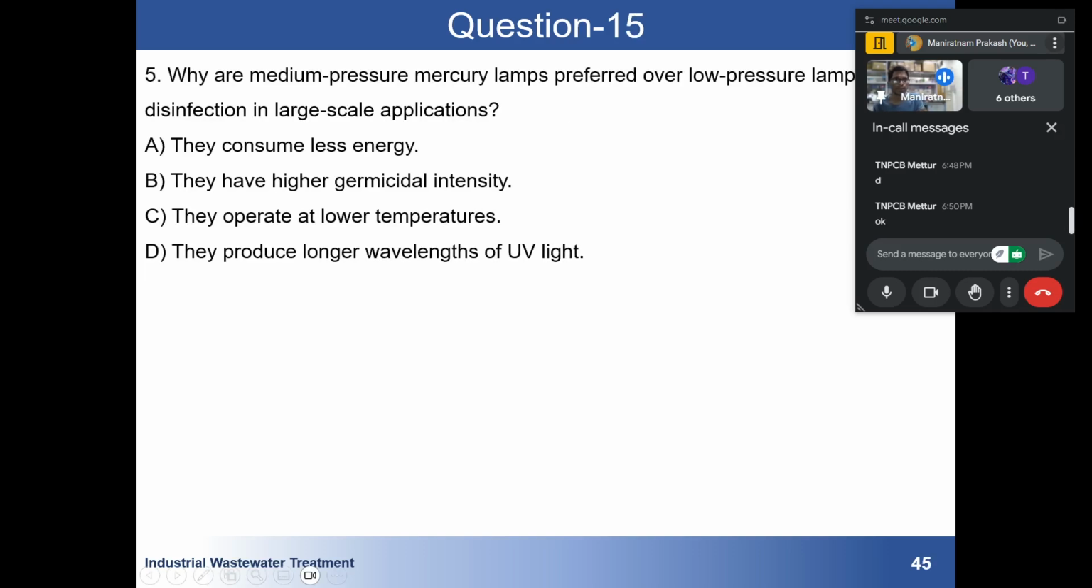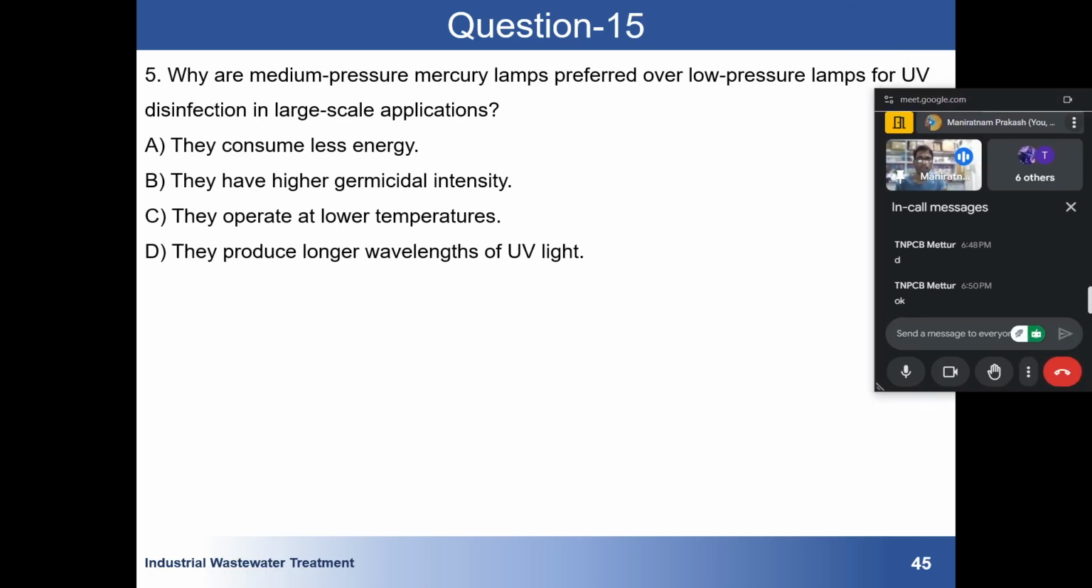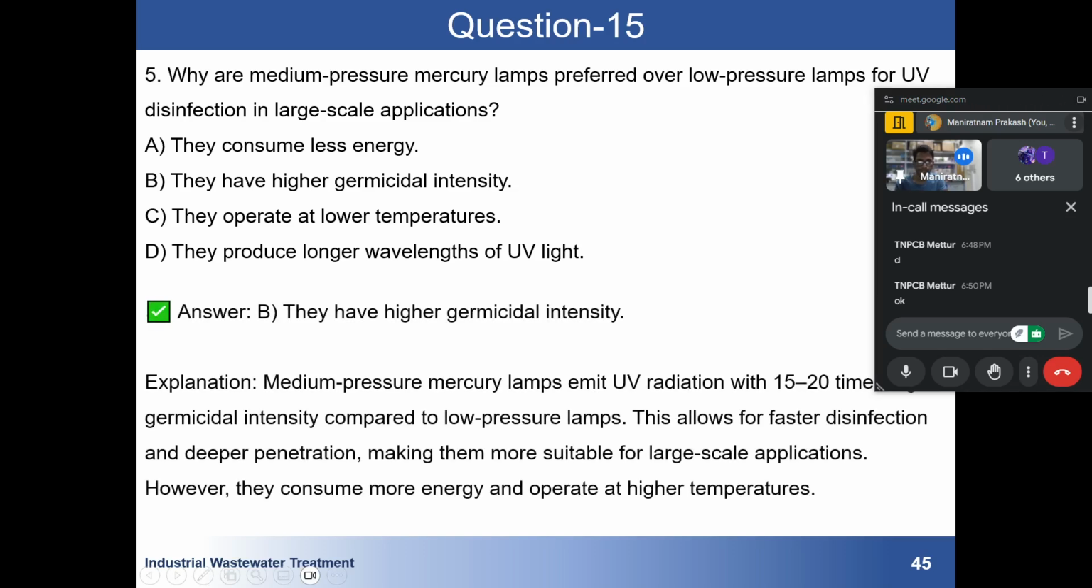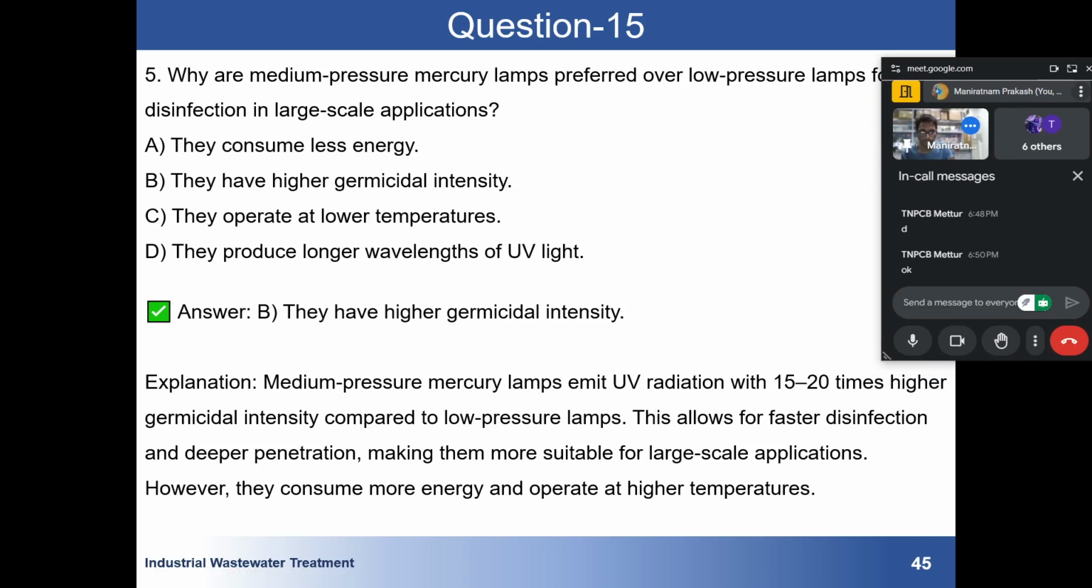Then we have question number 15. Why are medium pressure mercury lamps preferred over low pressure lamps for UV disinfection in large scale application? The correct answer is B. They have higher germicidal intensity. The medium pressure mercury lamp emits UV radiation with higher germicidal intensity compared to the low pressure lamps.